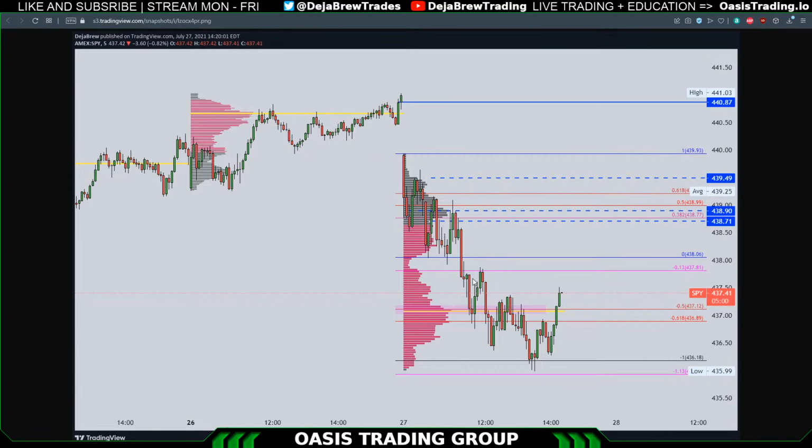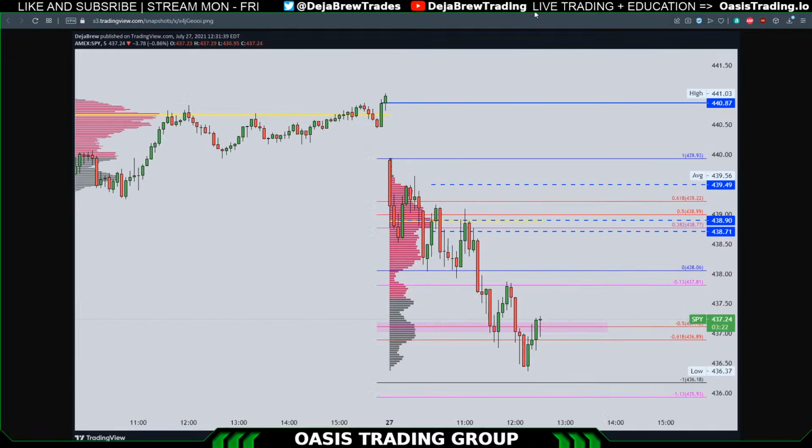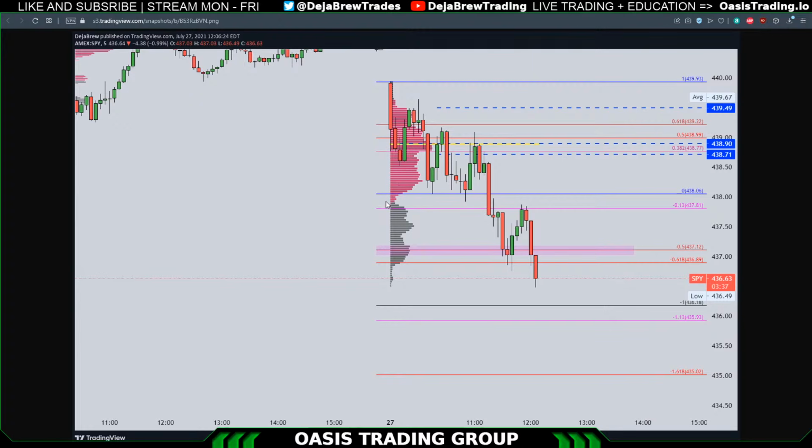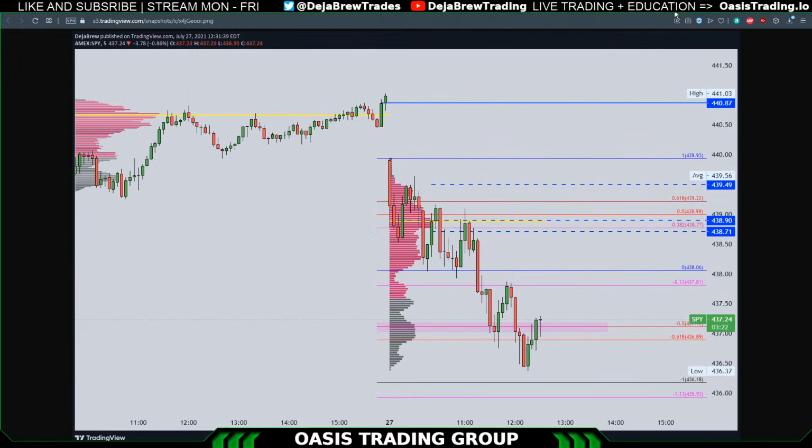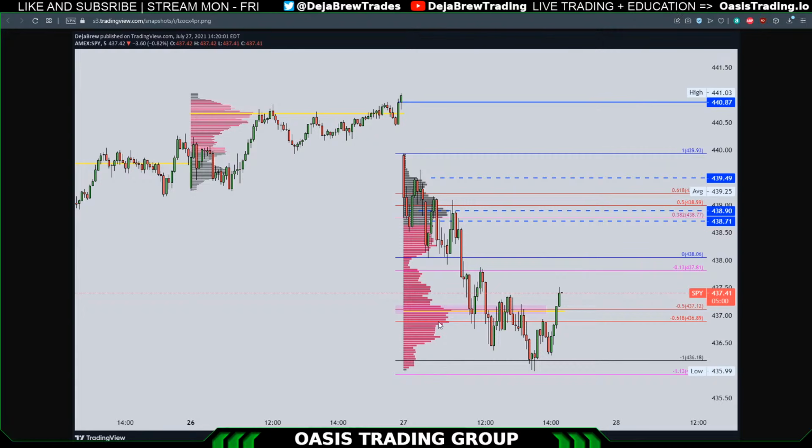So this shows you what's happening. This pink area is the value area. If it's gray, that means it's outside the value area. All right. So before, our value was up here. This was our value area. This was like 70% of our value. Now it's coming down, and now our value is towards the low side.